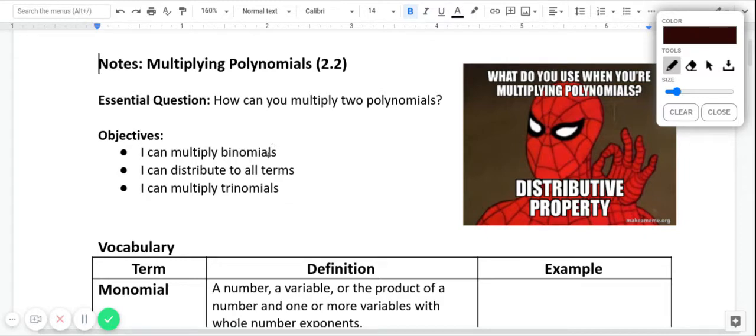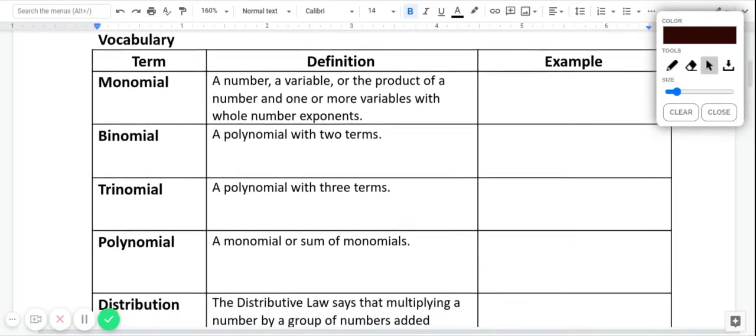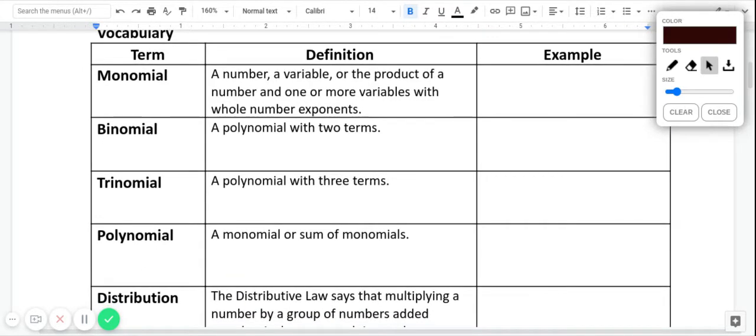So remember, binomial is 2 terms, trinomial is 3 terms. And I've got this nice meme for you, which you probably don't understand yet because I haven't taught you anything yet. But when we finish the notes, go back to it and see if you understand it. So this says, what do you use when you're multiplying polynomials? Distributive property. So we're going to talk about what that is, which I believe is a term you've heard and learned about, but this will be a good refresher.